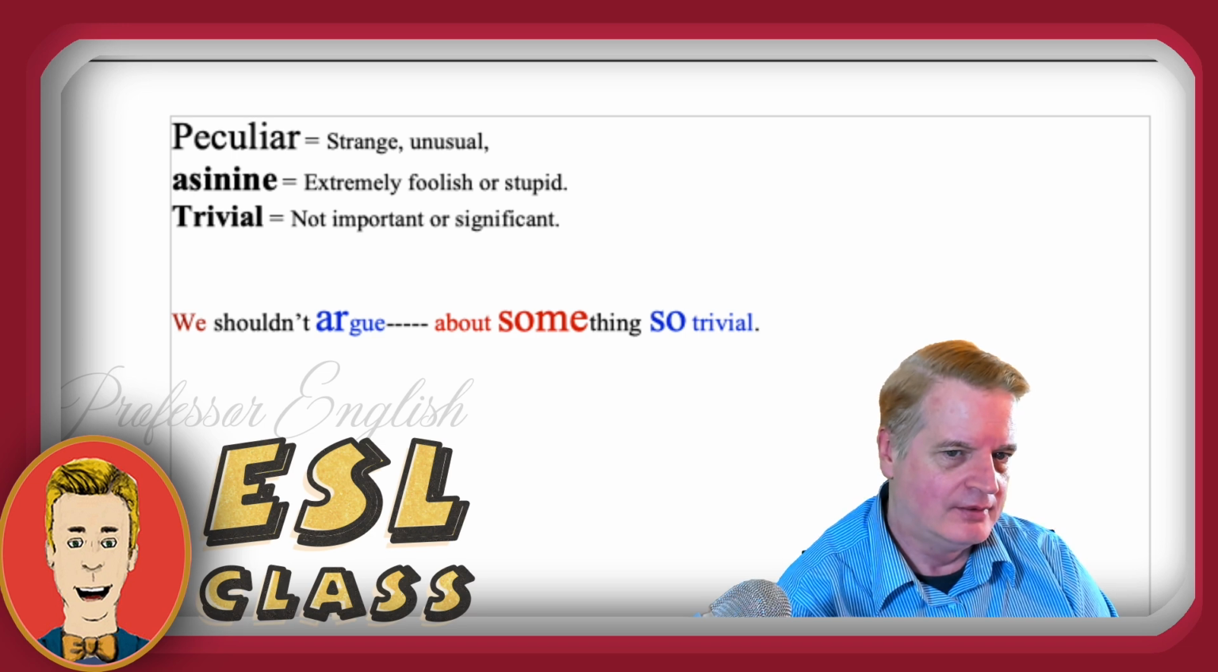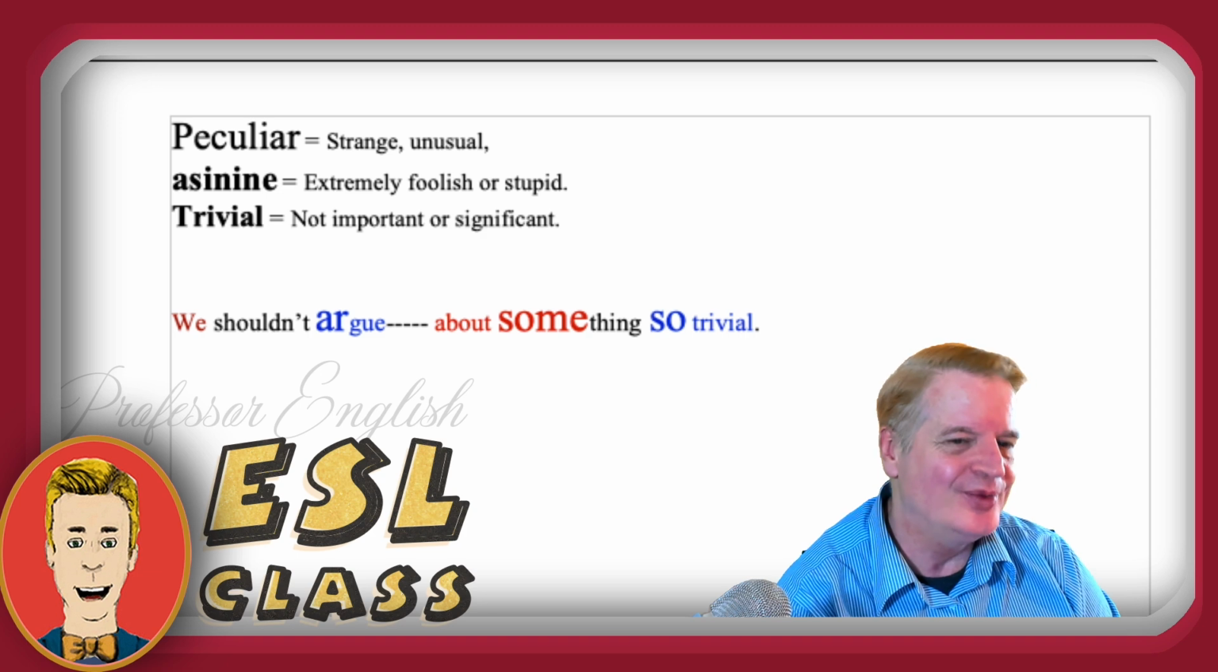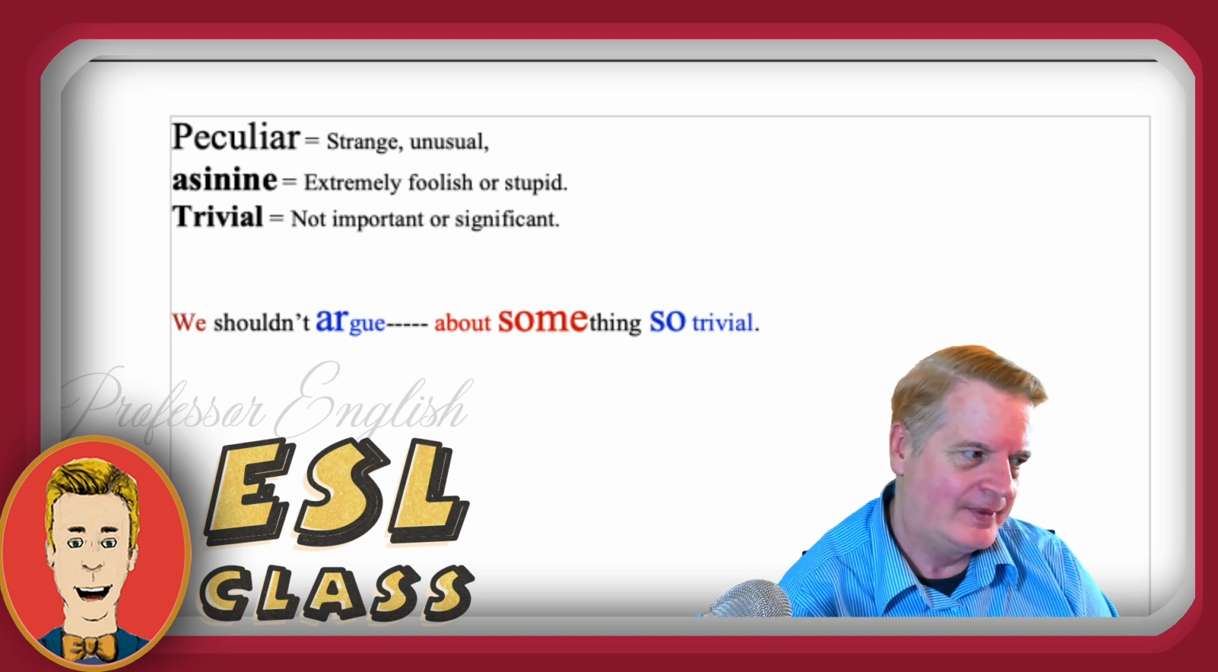We shouldn't argue about something so trivial. Is it SO trivial or so TRIvial? So trivial. That sounds better. It sounds more natural if you do it like that. We shouldn't argue about something so trivial. Argue, argue. We shouldn't argue about something so trivial. That's much better.